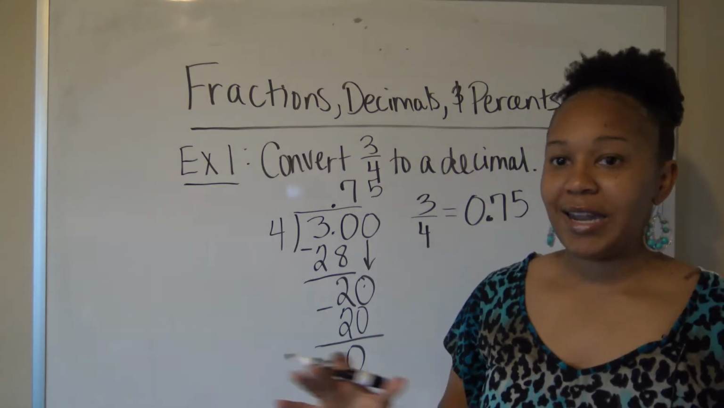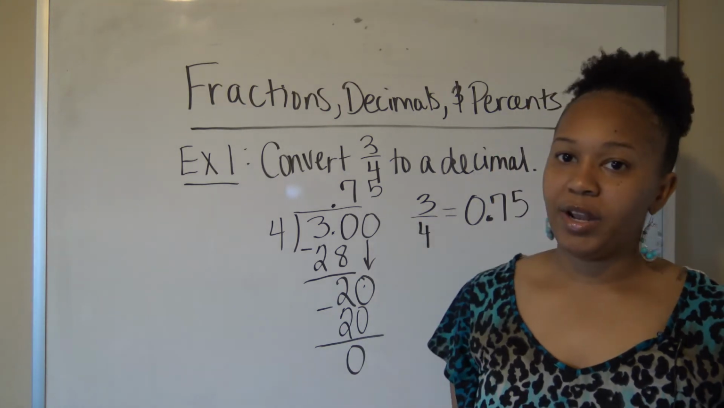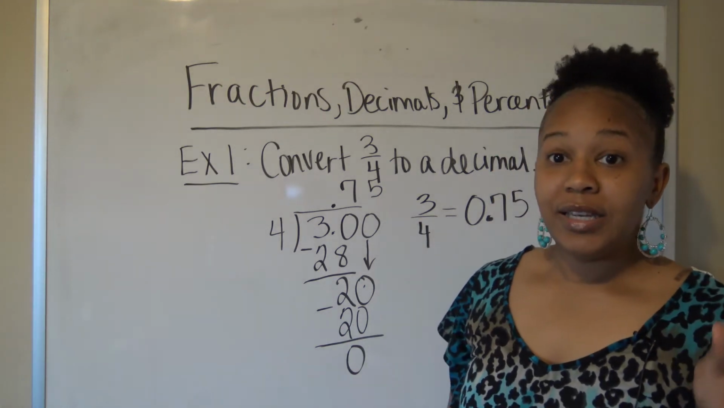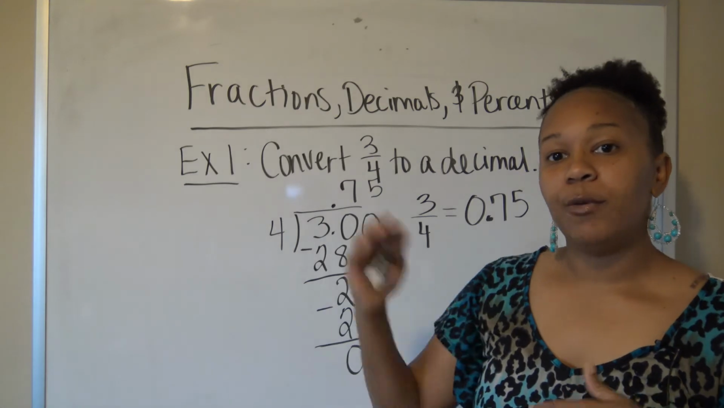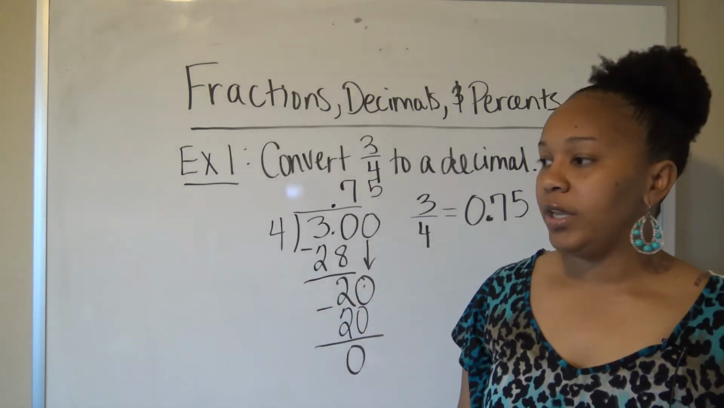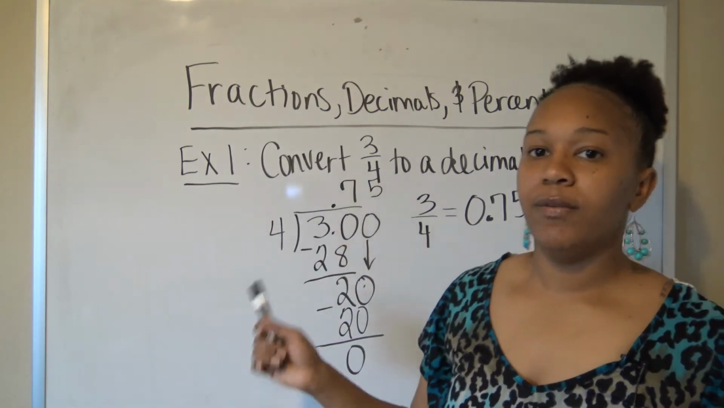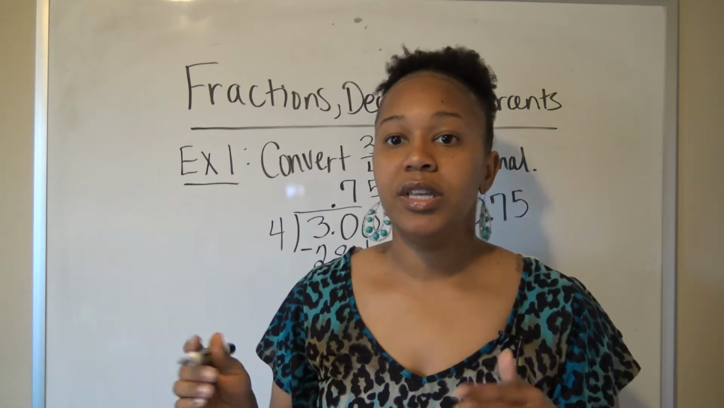I would just divide it out, and you just keep adding zeros until you eventually get a remainder of 0. Unless it ends up being a decimal that repeats. So if you start getting the same number over and over and over, that means you have a repeating decimal, which you can stop at any point. But that's how you convert from fractions to decimal. You actually divide it out.